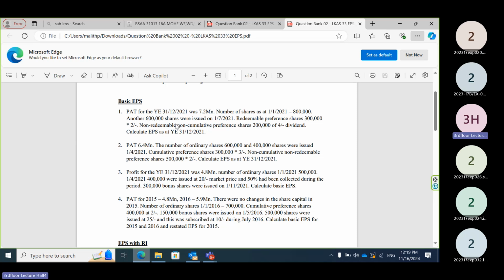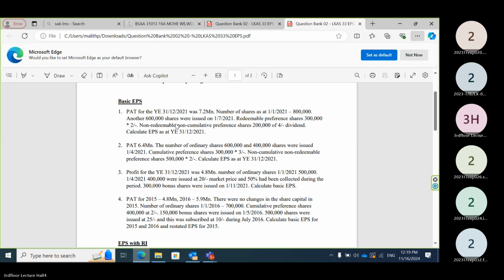Redeemable preference shares are like a preference share, but they are paying interest. It is just like debt, so we pay interest on it. For irredeemable and non-cumulative preference shares, we are paying dividends.